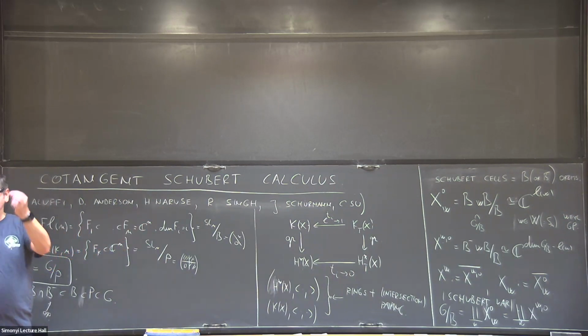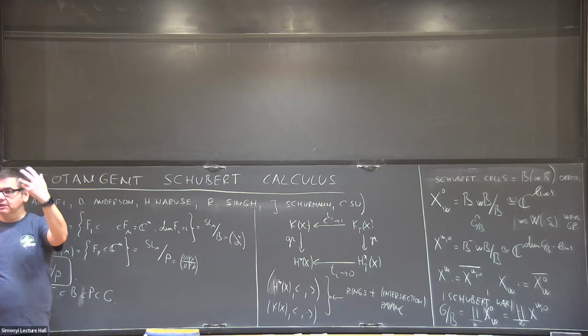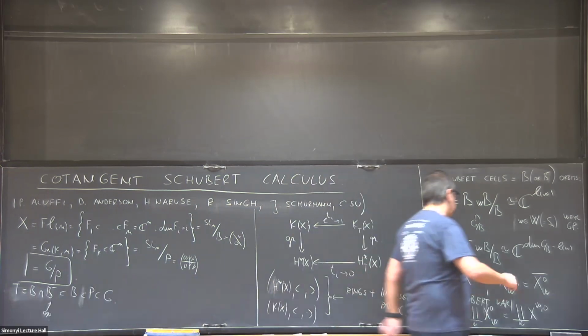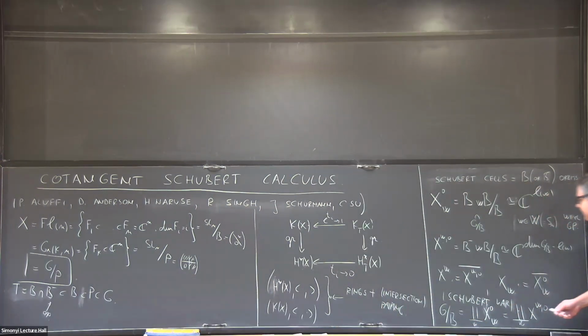To choose a parabolic means to choose certain simple reflections, or maybe nodes in the Dynkin diagram. And these simple reflections will generate a Weyl group, which is a subgroup of the full Weyl group. And then you take quotients by that, and then you take minimal length representatives, and those will index the Schubert classes in G mod P. So for example, if you work in the Grassmannian, it's going to be that the Schubert classes are indexed by partitions, and those correspond to minimal length representatives in a quotient. So that's okay.